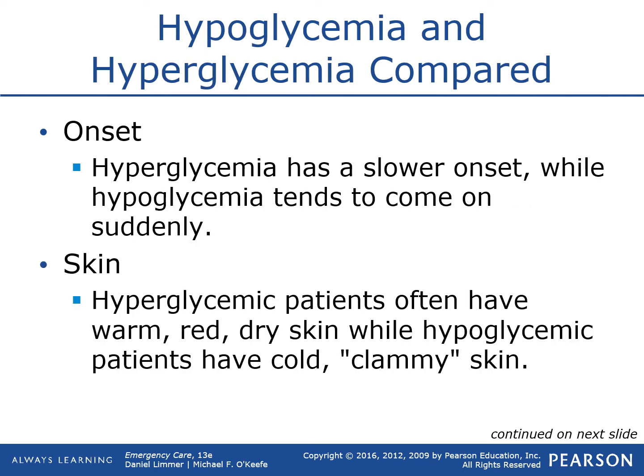So comparing hypoglycemia and hyperglycemia against each other, because both of them will produce altered mentation, we do need to know the signs that say high blood sugar or low blood sugar. So keep in mind, hyperglycemia has a slow onset, and hypoglycemia tends to come on suddenly. In our hyperglycemic patients, they will often have warm, red, and dry skin, while your hypoglycemic patients have cold, clammy skin, and usually pale. So hypoglycemic patients, again, follow the signs of shock very quickly. Hyperglycemic patients do not for skin condition.